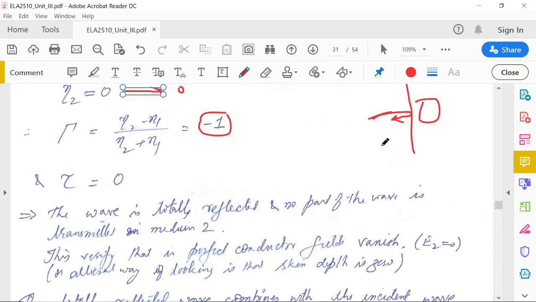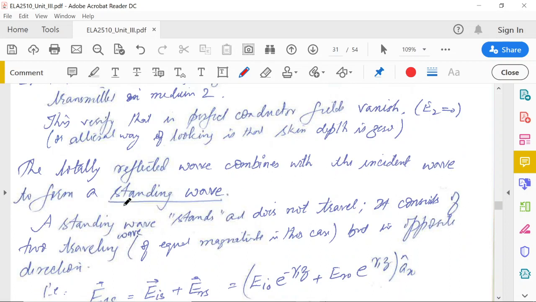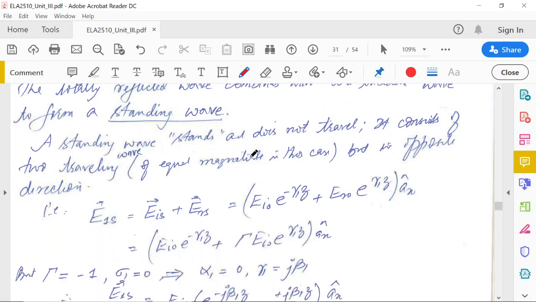Now, in the same case, you have two waves, one incident and one reflected back. If you look at the resultant electric field, which is the sum of the incident wave and the reflected wave, then the wave does not seem to be propagating in either direction, but looks like it is standing. So the totally reflected wave combines with the incident wave to form a standing wave. We will see the mathematical analysis of what a standing wave is. A standing wave stands and does not travel. It consists of two traveling waves of equal magnitude but in opposite directions.